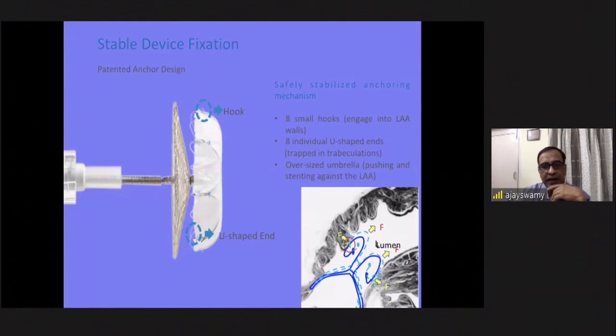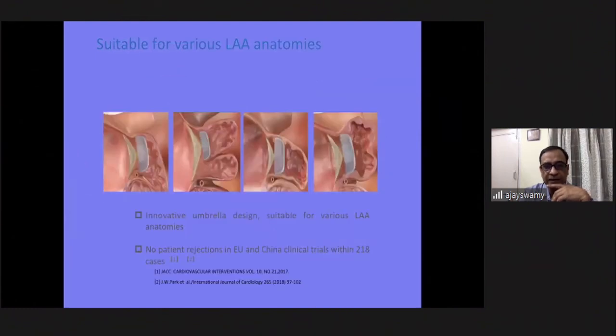The nice thing about the Lambre is that there are multiple ways in which it actually seals and holds. The umbrella design pushes out against the trabeculae and holds, and there are 8 small hooks which engage into the LA walls and hold it in place well. And the disc, which is under a little tension, will then completely close the ostium or the mouth of the LA appendage. As has been shown, it is suitable for various anatomies, single lobe, multiple lobe as well, and one could choose the disc depending on the size matrix available.